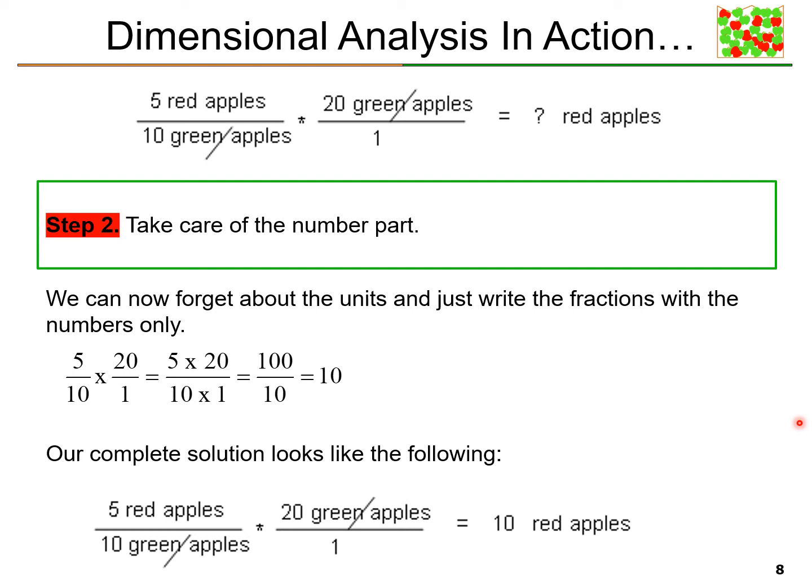Our complete solution looks like the following. We have our units in red apples. Remember, that's what we're trying to find. And we have the number part, 10. 10 red apples. So this is our complete one-line solution. So this is the beauty of dimensional analysis. You have a one-line solution.